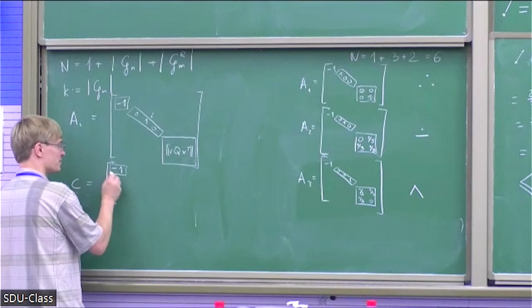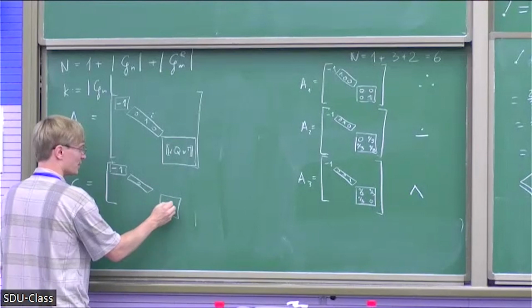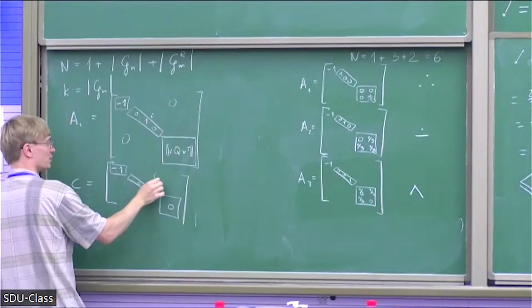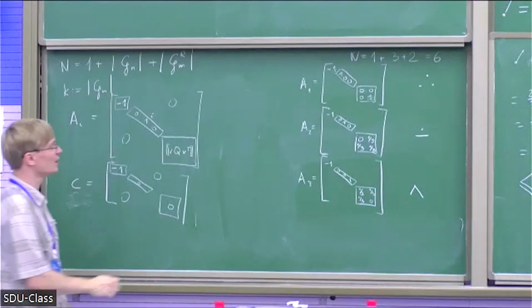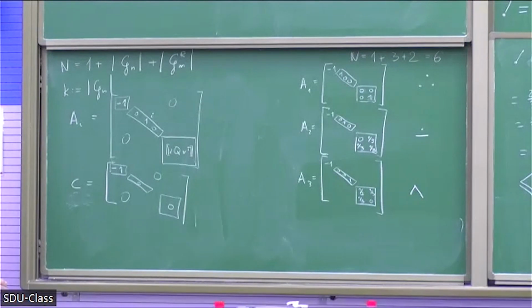And everything else zeros. So in this diagonal block, I have 0, and here also I have 0. I'm not writing zeros everywhere else, but of course I want to have it zeros. So this matrix C is just -1 in a corner, nothing else.